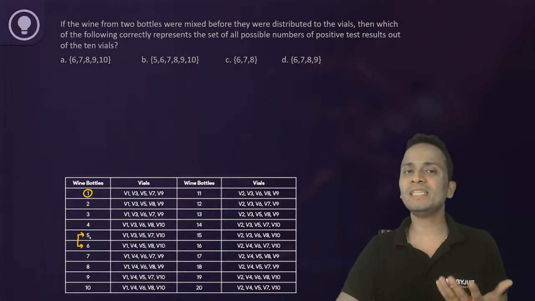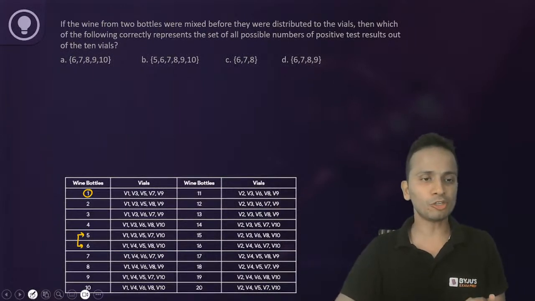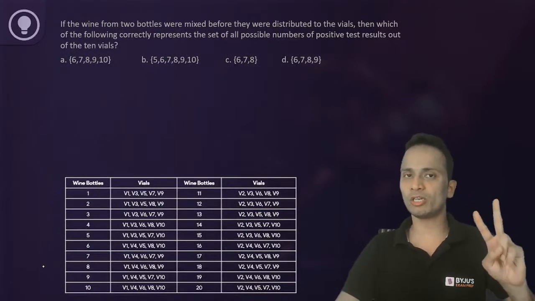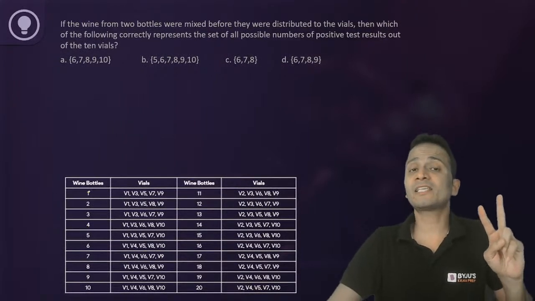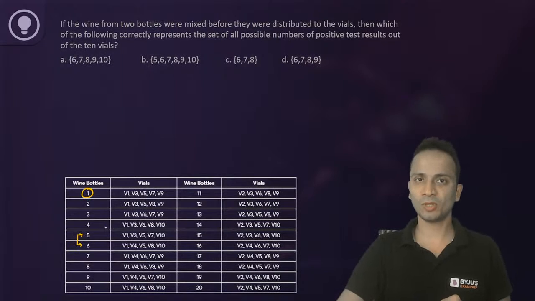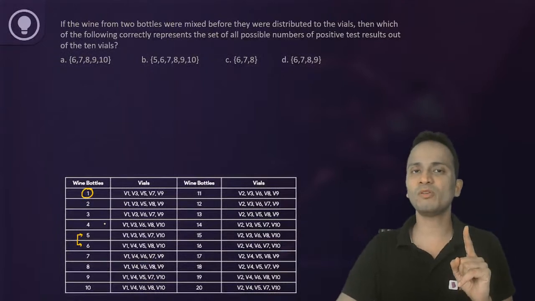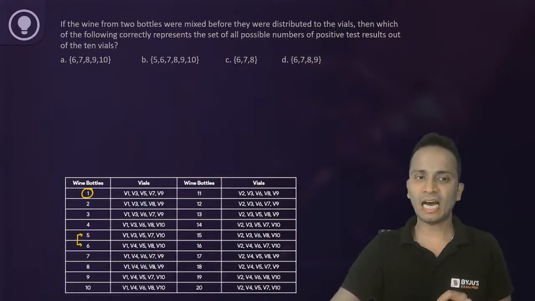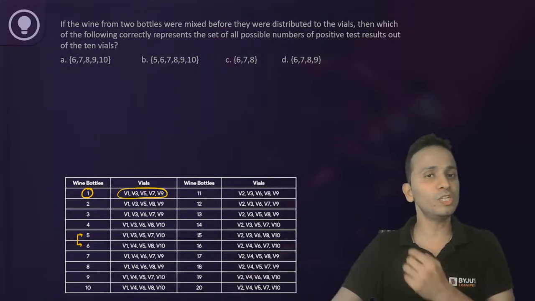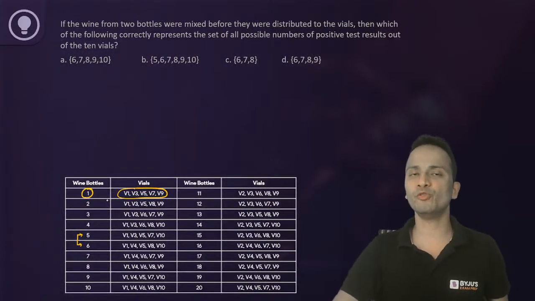Okay, so now tell me in that scenario, how many vials will be tested positive? I'll repeat my question. We are mixing any two bottles. Let's consider a scenario that poison is there in bottle number 1 and I am mixing bottle 5 and bottle 6. Okay, right? So after this mixing, again, effectively only one bottle will have poison, and only 5 vials will show a positive result. So after mixing, the minimum number of vials that will show a positive result will be equal to 5.